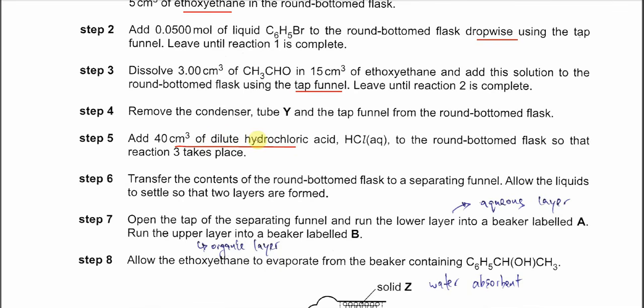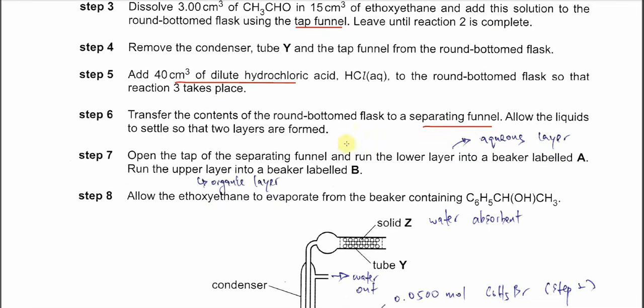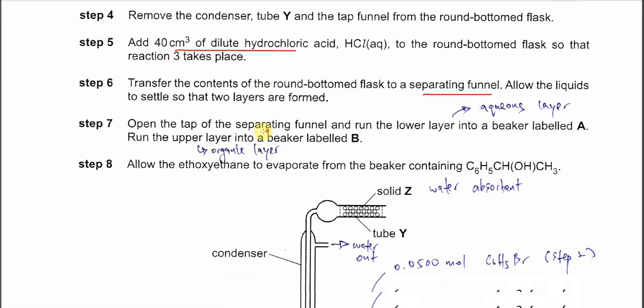So now the organic layer and the aqueous layer are invisible, so we need to use something called a separating funnel to separate them. Transfer all the mixture, the aqueous and organic layers, to this separating funnel. Allow the liquids to settle. Then we need to do the separation.